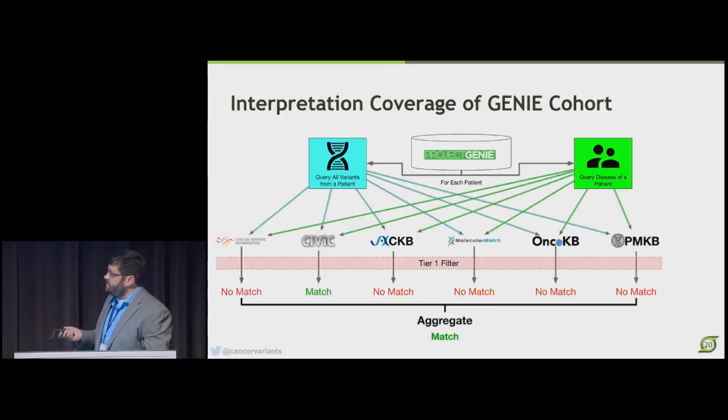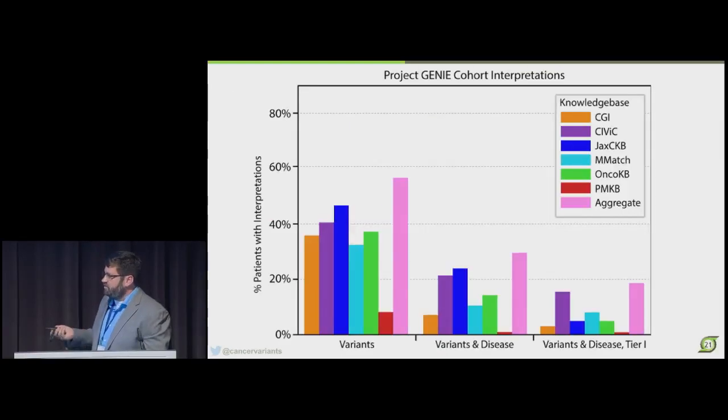And then finally, we added a tier 1 filter. The AMP-ASCO-CAP guidelines I was talking about separate variant interpretation classifications into several tiers. Tier 1 are those interpretations that are considered of strong clinical significance. After doing that filtering, the results are further reduced. We get down to about 10% or so on average, and close to 20% in aggregate.